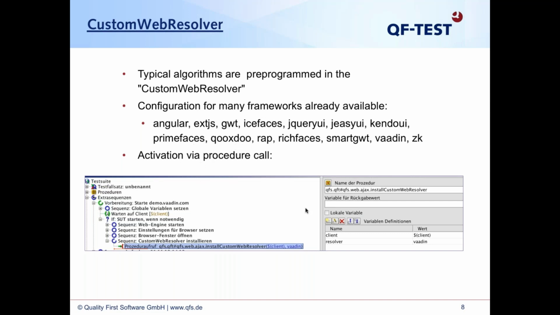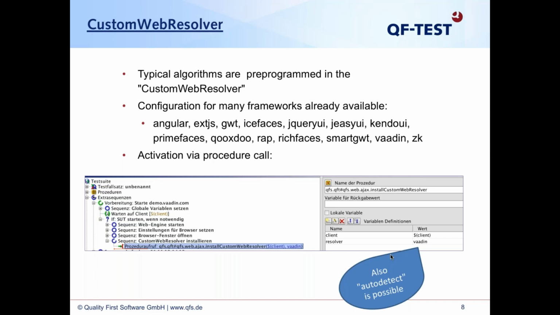And for example, here we install the CustomWebResolver for Vaadin, but you can also write auto detect here, which is also the default if you don't select anything. And then QF-Test will inspect the website and use some heuristic to find out which kind of framework your developers have been using to develop your web application. And probably you're already done here. You can quit now and say, okay, that's fine, everything works.